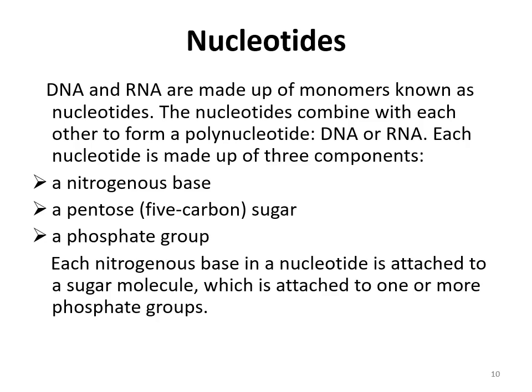Each nucleotide is made up of three components: a nitrogenous base, a pentose 5-carbon sugar, and a phosphate group. Each nitrogenous base in a nucleotide is attached to a sugar molecule, which is attached to one or more phosphate groups. So nucleotides are formed of these three components, which are attached to each other. Then nucleotides join together to form a polynucleotide chain, which in turn forms DNA or RNA molecules.